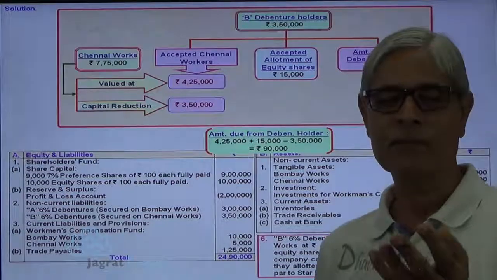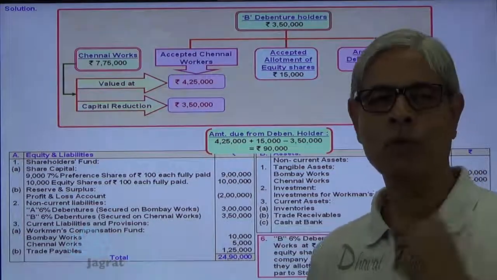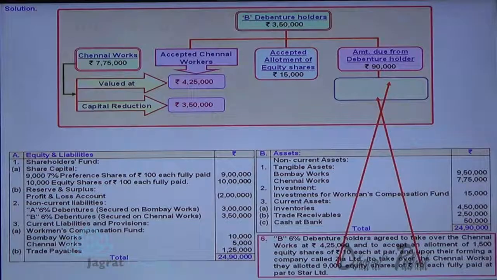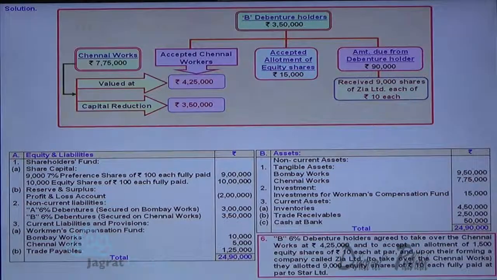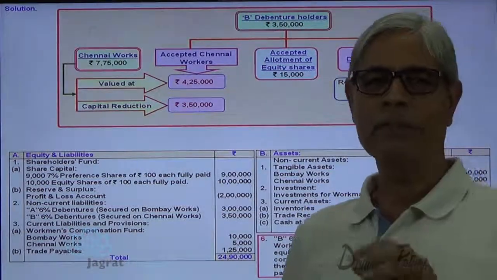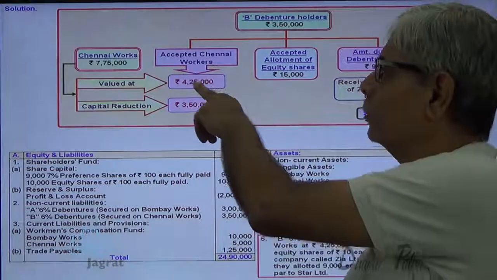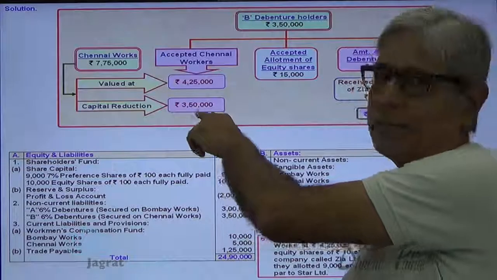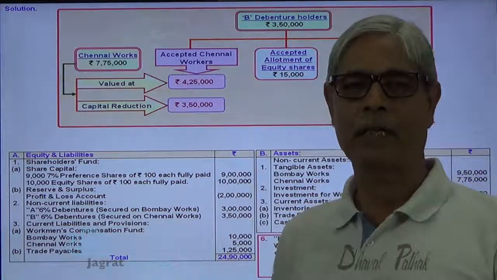Now for this 90,000 to be recovered from debenture holders, what do I get? I get 9,000 shares of rupees 10 each of Zia Limited. So I receive 9,000 shares of Zia Limited, of rupees 10 each. So this is how I got 90,000. This is the total transaction. My obligation 3,50,000. I gave Chennai Works 4,25,000. Reduction in the value of Chennai Works 3,50,000. That is my loss that will be debited to capital reduction account.